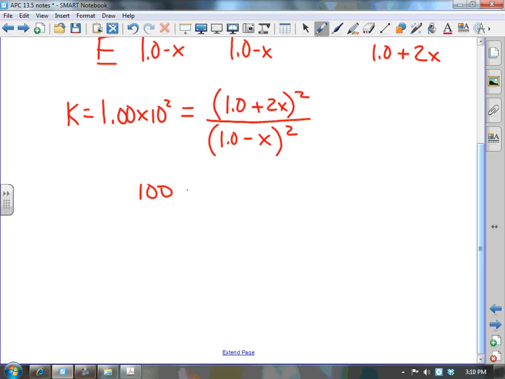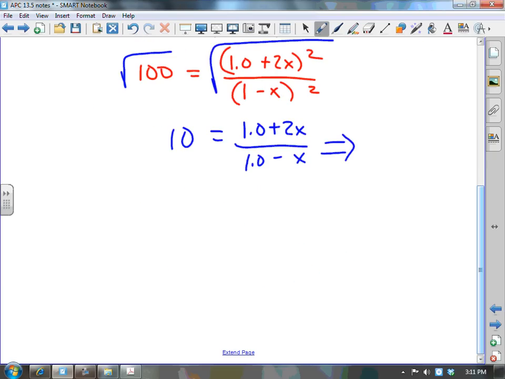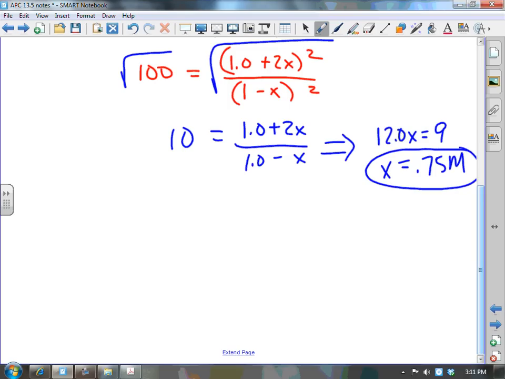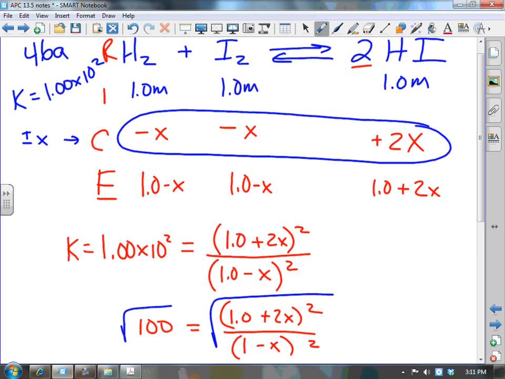So now all we have to do is a little bit of algebra. We think about this: 1.0 plus 2x squared divided by 1 minus x squared. Taking the square root, 10 equals 1.0 plus 2x divided by 1.0 minus x. You can figure out the algebra for the most part on your own. At some point you should get to 12.0x equals 9, therefore x equals 0.75 molar. Hopefully you get to that point. Now we know the value of x, all the way back up here in the RICE calculation.